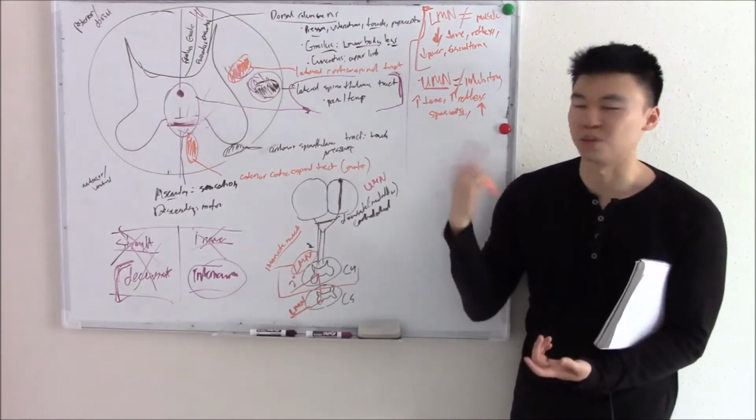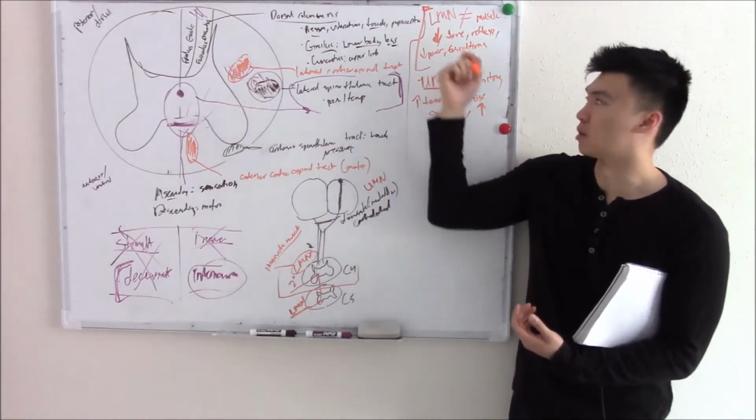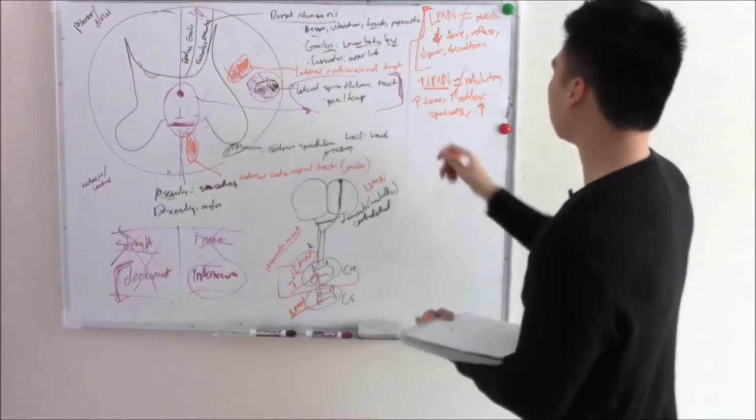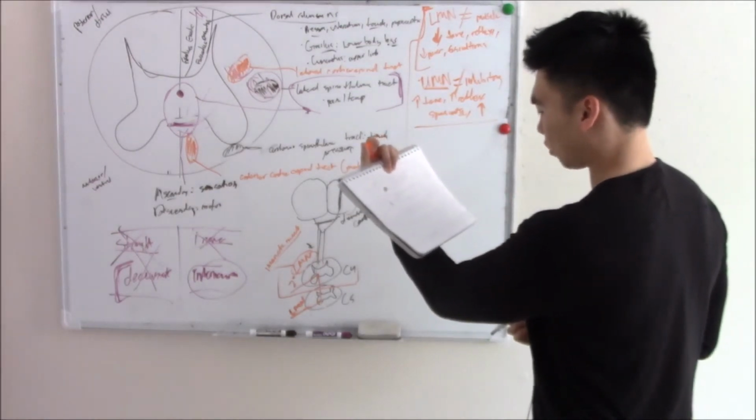Most students don't have a problem with remembering these signs. As long as you remember fasciculations and lower motor neurons, that's the only tricky one, I guess you could say. Let's talk about some diseases that affect your upper motor and your lower motor neurons. See if you can really understand what's going on.